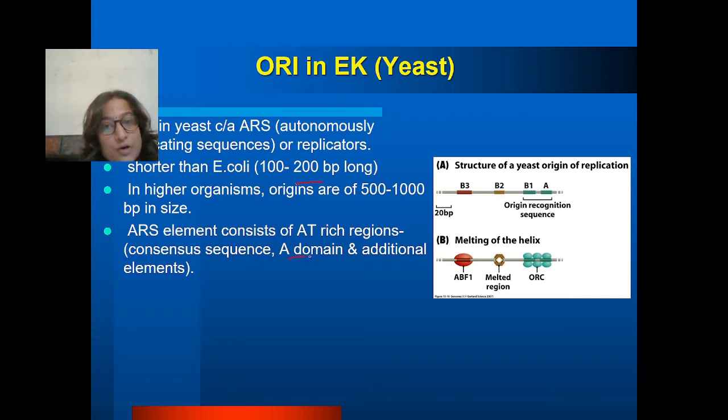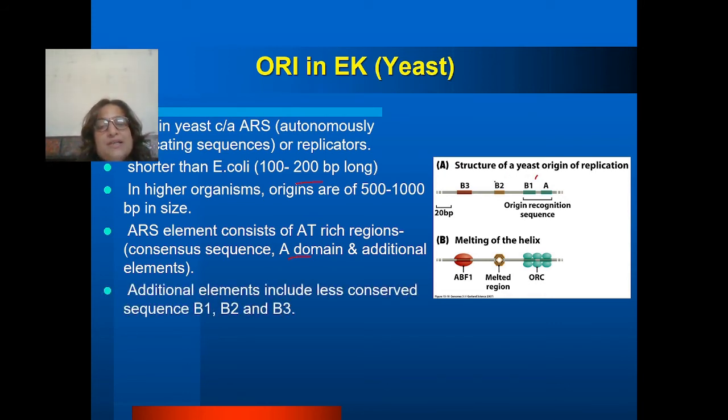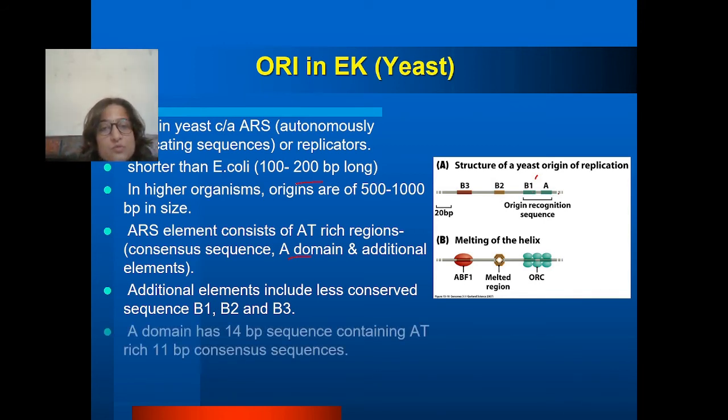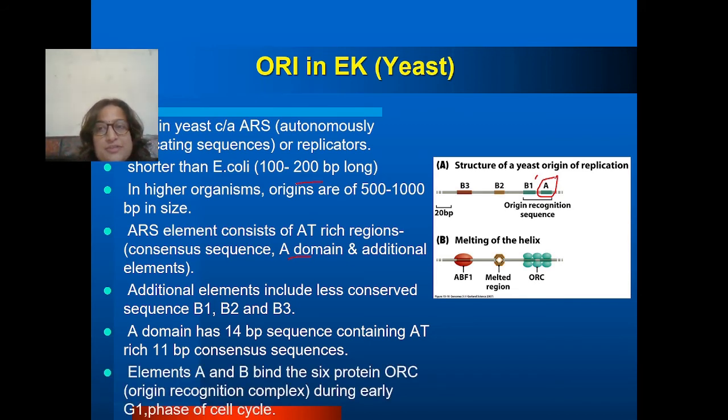The important one is the A domain and additional elements. So ARS is comprised of the A domain and additional elements. Looking at the figure, there is an A domain and then there are additional elements B1, B2 and B3, out of which B1, B2, B3 are less conserved and the A domain is the most conserved one. This A domain has a 14 base pair sequence, and out of those 14 base pairs, 11 base pair sequences are conserved. The elements A and B1 bind the six-protein ORC.